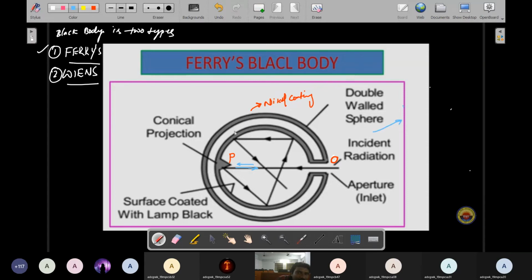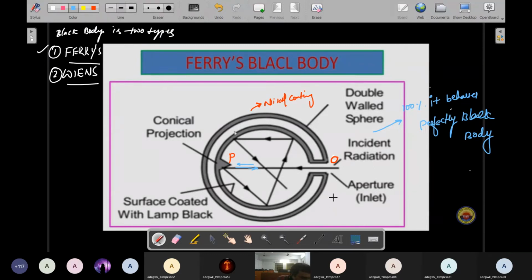So 100%, it behaves like a perfectly black body, because whatever the wavelength, whatever the radiation of suitable wavelength I incident inside the conical projection, the total radiation gets multiple reflections until it is absorbed. Okay, so therefore the complete radiation is absorbed by this black body. So that's why it is called 100%, it behaves as a perfectly black body.